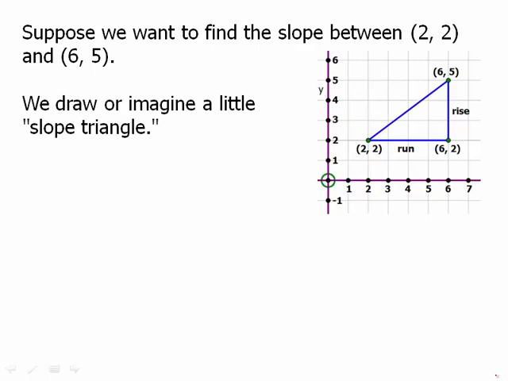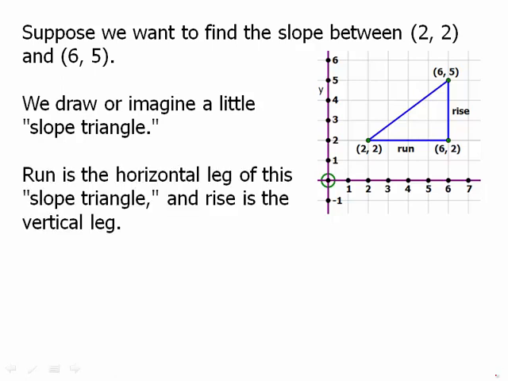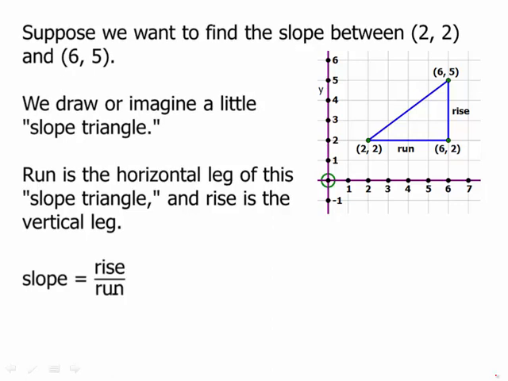Suppose we want to find the slope between (2, 2) and (6, 5). We draw or imagine a little slope triangle. So this slope triangle allows us to see there's a horizontal separation and there's a vertical separation. The horizontal separation, the run, is 4, and the vertical separation is 3. And we can see this just from the legs of the slope triangle. So the rise of 3 over the run of 4, rise over run, so this line has a slope of 3/4, 3 over 4.